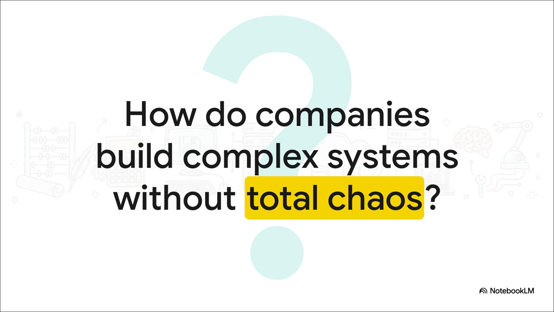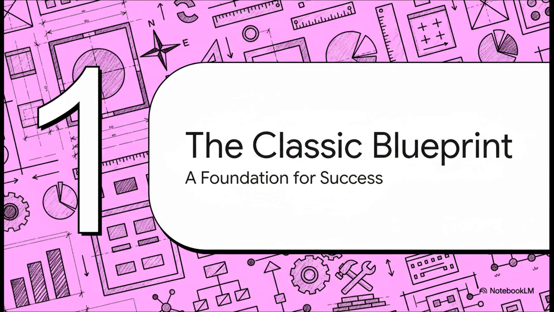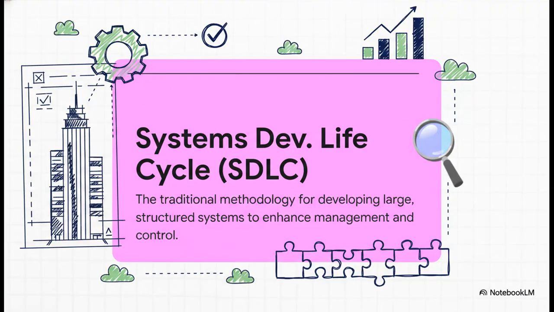Just think about a huge global company, a bank, an airline, you name it. They have these massive, sprawling systems that all have to talk to each other. How on earth do they build that kind of thing without it all just descending into absolute chaos? Well, for a very long time, the answer has been to lean on a classic blueprint. A really structured, methodical way of doing things that makes sure every single piece is planned out and built just right. And that blueprint has a name, the Systems Development Lifecycle, or SDLC for short.